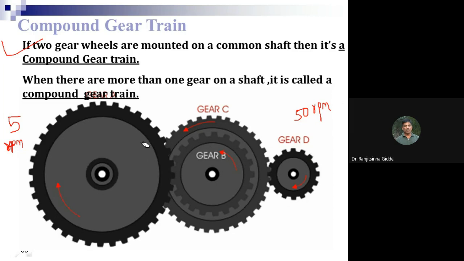If this makes 2 rotations, this one will make 4, C will make 4, and then this will make 8. Right? How can we achieve that? By providing 2 wheels on the same shaft. So compound gears are used to increase the speed of the output shaft. So we can say it is a speed increaser.